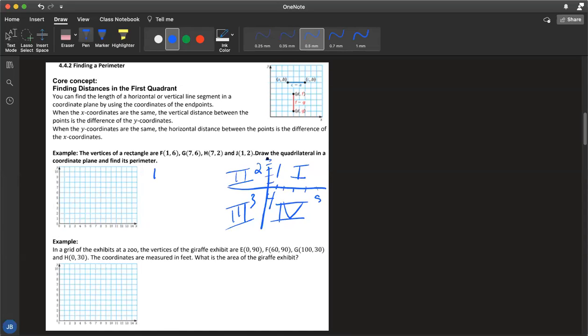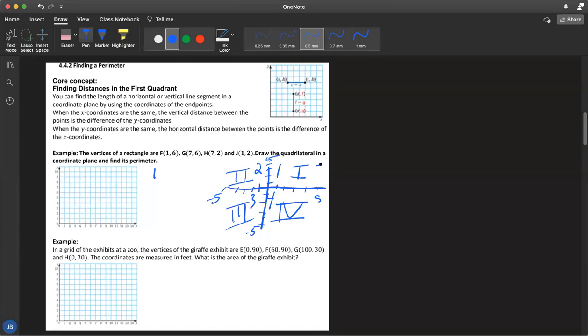It goes 1, 2, 3, 4, and 5. But if we're going this way, it would go negative 1, 2, 3, 4, 5. So we'd have negative 5. And same with this one. And so you'll notice this a lot as we go on, is different quadrants.